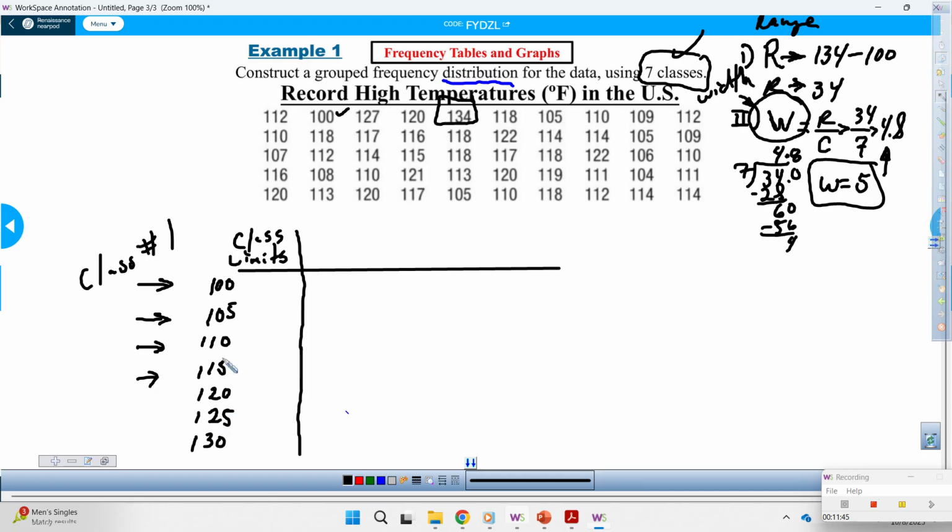Hold on before you copy. Look up. This is the lower limit. So 100 is the lower limit for the first class. Now I'm going to the upper limit. If the second class starts at 105, what would be my upper limit for the first class? 104. That is correct. If the third class starts at 110, what would be going here? 109. All right, so fill that in, please. Copy that. Oh yeah, we got this.